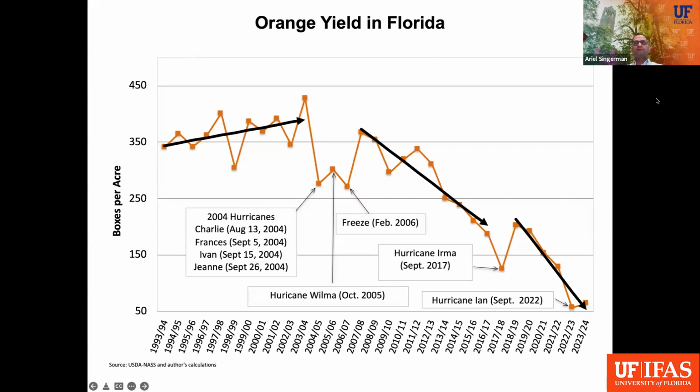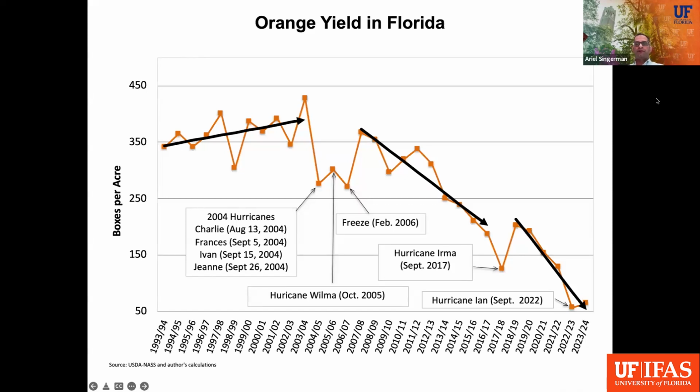After that period in 2004, if you remember, we had back-to-back hurricanes. In 2005, we had another hurricane. And then in 2006, we experienced a freeze. So all of those weather events significantly impacted yield. Now, after those weather events, yield started to go up again. But as we all know, HLB was already around since 2005. So in the period that goes from 2007-08 to 2016-17, we can clearly see a significant downward trend for yield.